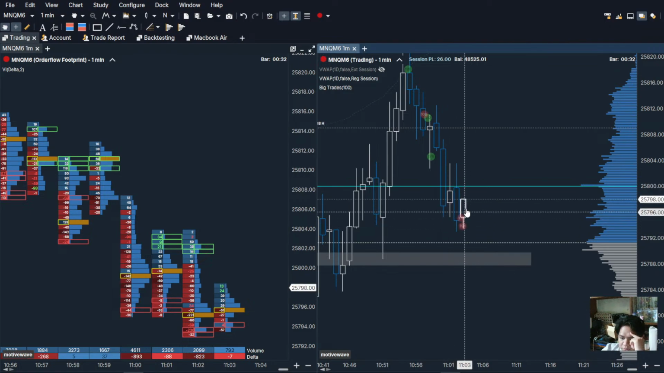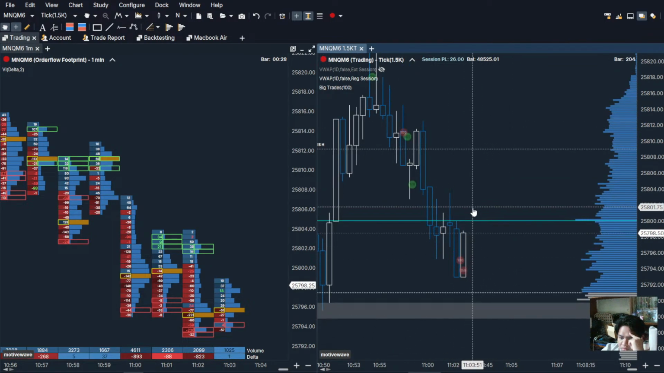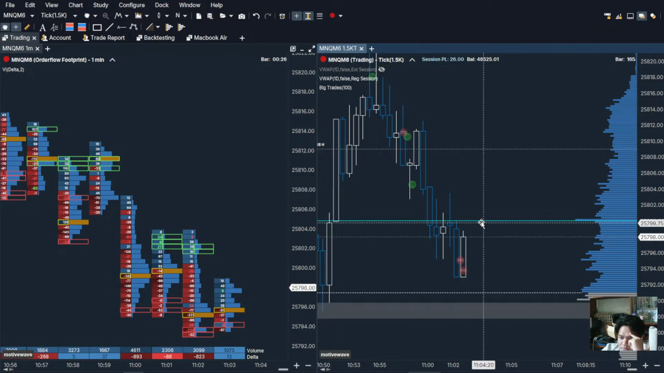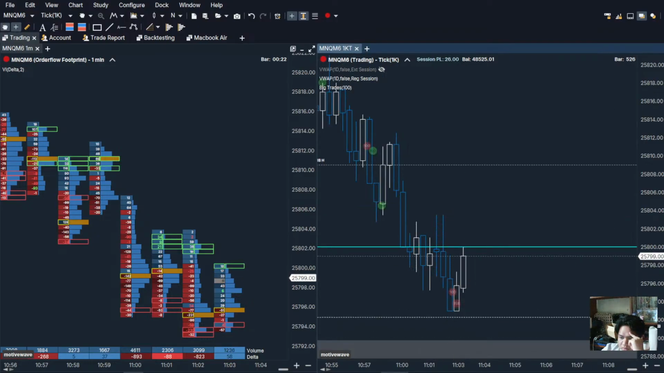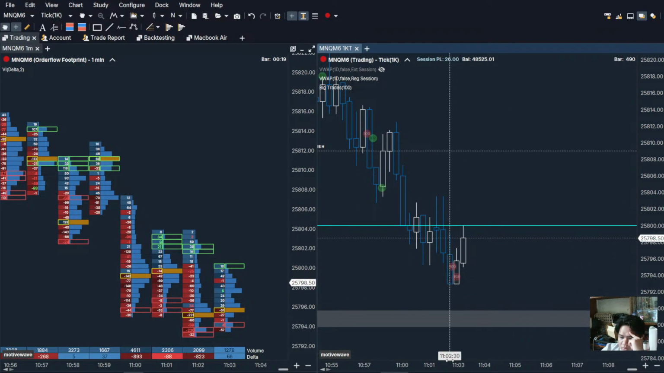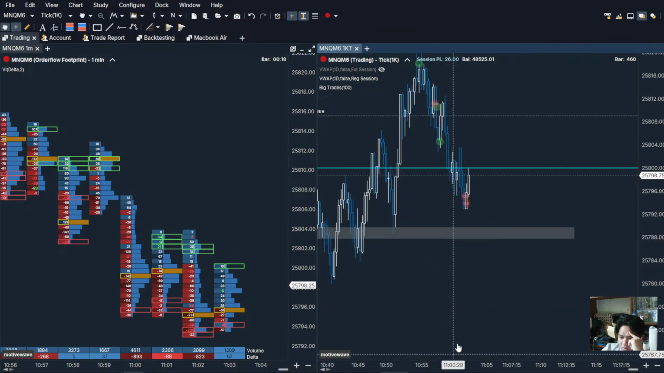So let's get absorb here. That's sort of interesting for me. If we can close above here, might be looking for some buys.